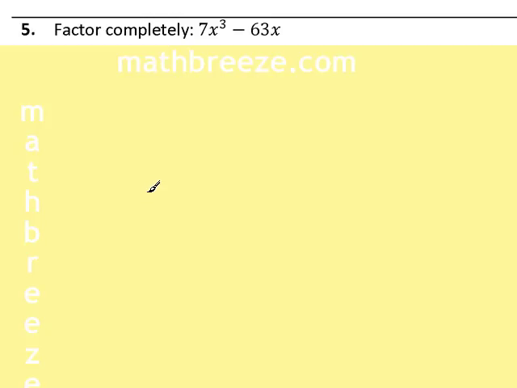In number 5, notice it says factor completely. That's sort of a hint that maybe we're going to use 2 methods. All right, it's not a difference of 2 squares. Neither 7 or 63x cubed x, I don't see perfect squares here. However, we could pull out a common factor. We can pull out 7 from both terms and also x. So when we pull out 7x, we're left with x squared, and here we're left with 9. And now here we do have a difference of 2 squares, x squared, and this is 3 squared.